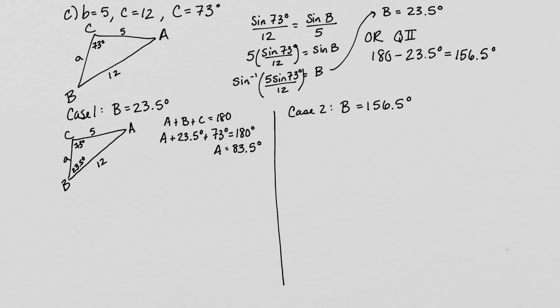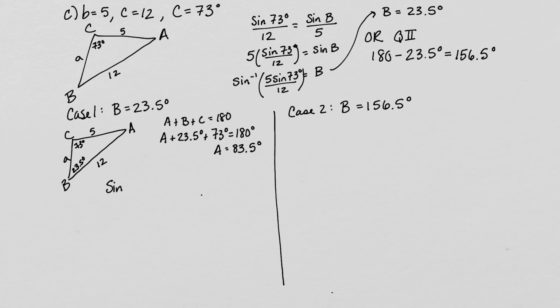Okay, so now that I know that A is 83.5, I can use the law of sines to find little a, right? So the sine of... and I should really write higher so I have enough room.